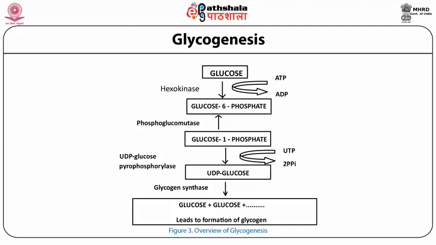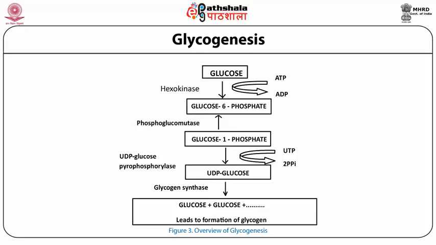Looking at the overview of glycogenesis, we can see that glucose is converted into glucose 6-phosphate by the enzyme hexokinase, and ATP is converted into ADP. This reaction is non-reversible. Now, glucose 6-phosphate is reversibly converted into glucose 1-phosphate by the enzyme phosphoglucomutase. There is no either input or production of energy during this reaction.